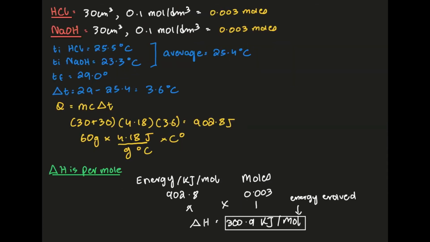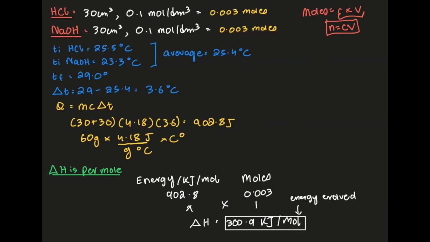So our next step here is going to be to calculate the moles for both the reactants. So the formula that we're going to use in this case is going to be moles is equal to concentration times volume, right? So n = CV is the main formula that we have. Now, in this case, you're going to get 0.003 moles for HCl and 0.003 moles for NaOH.